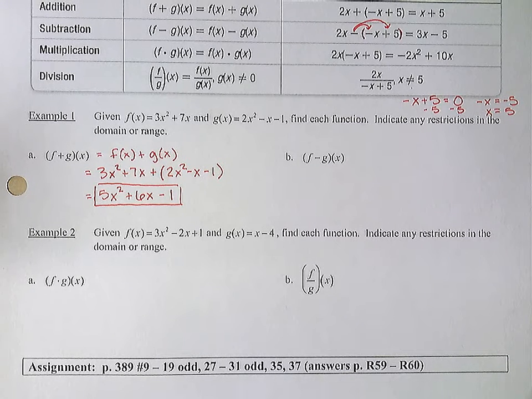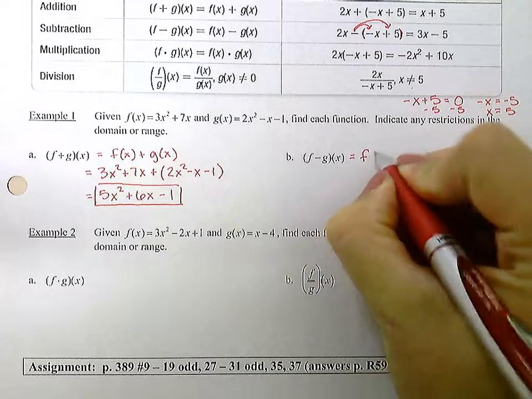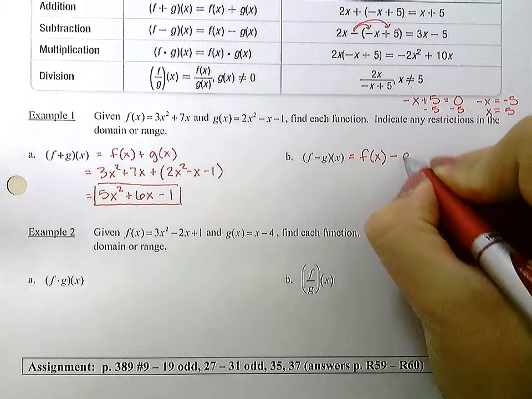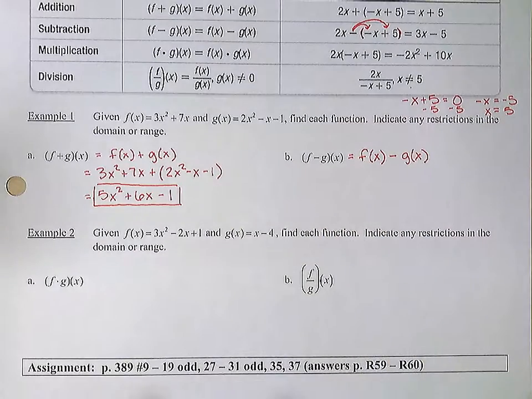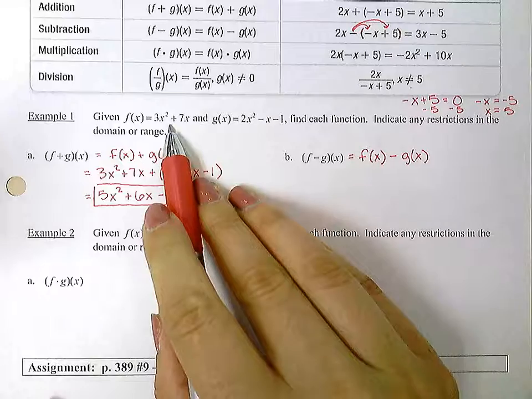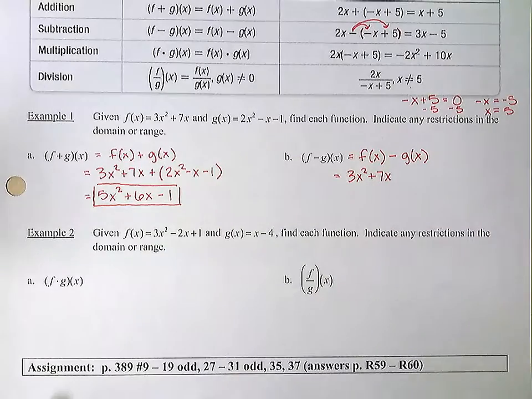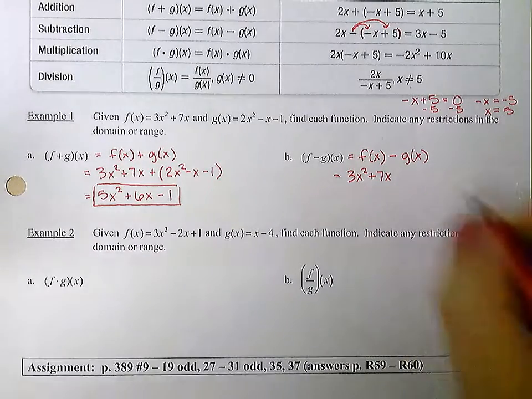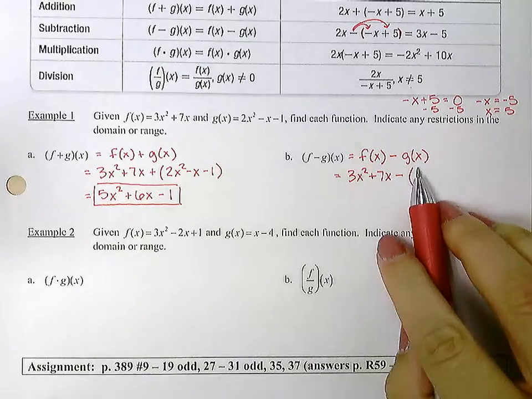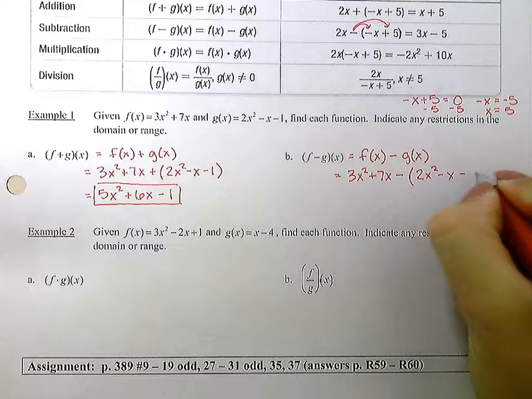This time we're doing that subtraction operation. So we have f minus g of x. So again, that's just saying f of x minus g of x. So we'll take our f of x function, subtract our g of x function from that. So I can replace this f of x with its function. So that's 3x squared plus 7x. I'm subtracting my g of x function, which is 2x squared minus x minus 1.